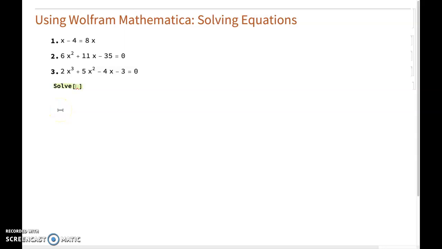the S, for Solve, and then I start writing down my equation, so x minus 4, and then I have to include a couple of equal signs, not just one, and then 8x. Next, you need to write a comma and then define your variable that you're solving for. In this case, it's x.